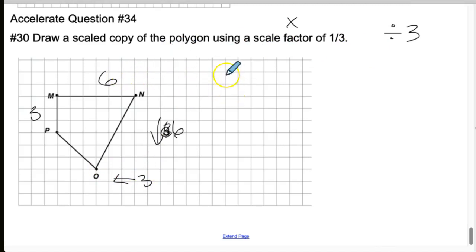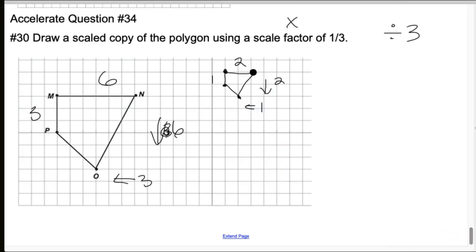So 6 divided by 3 is 2. So if I start here and go over 1, 2, then 3 divided by 3 is 1. So I'm going to go down 1. So this is 1, this is 2. 6 divided by 3 is 2, so to go down 1, 2, and over 1. And this is 1/3 of the size of the original. That's our scaled copy. 2, 1, down 2, over 1.